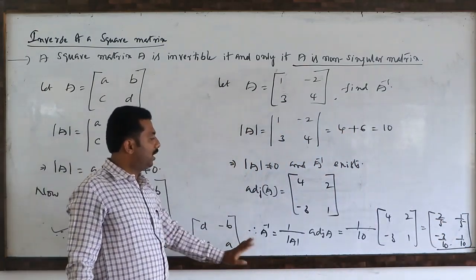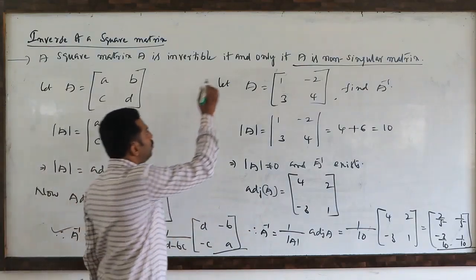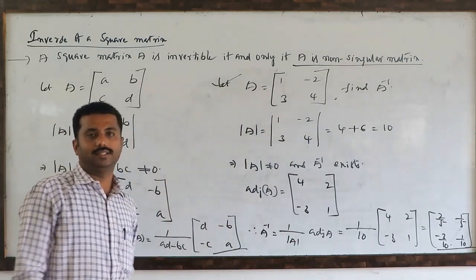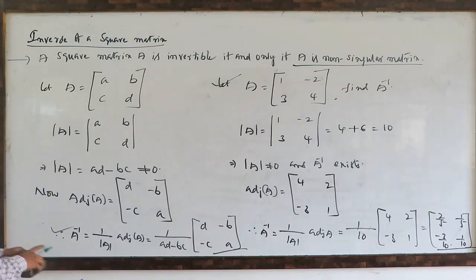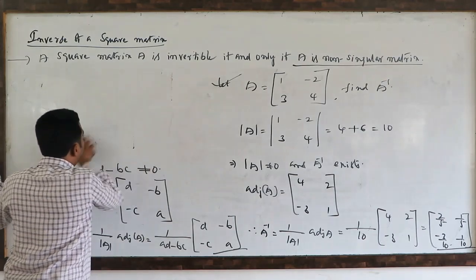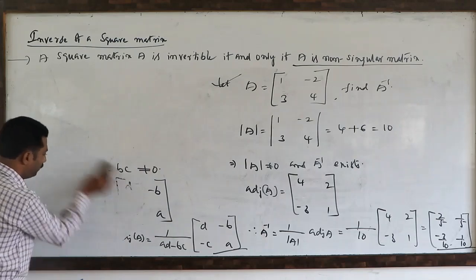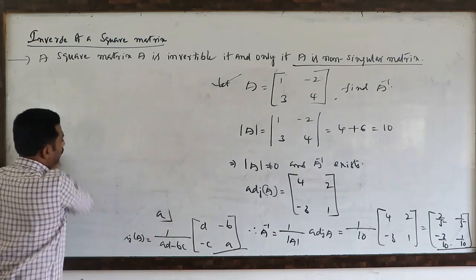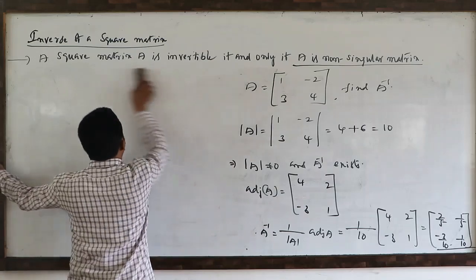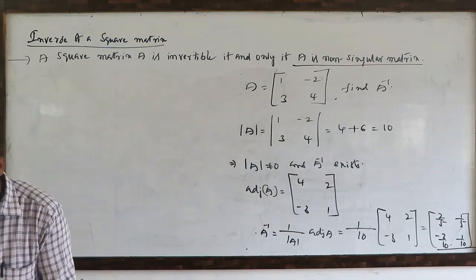So this is the procedure to calculate the inverse of a square matrix of order 2 by 2. Whatever problems there are of order 2 by 2, you have to answer like this. Okay. Now we are going to see the inverse of a square matrix of order 3 by 3. From your textbook, I will take one question.